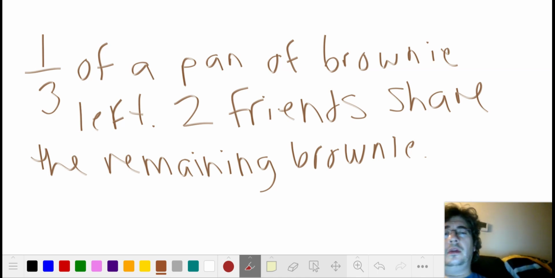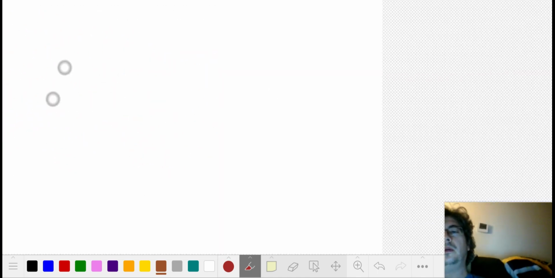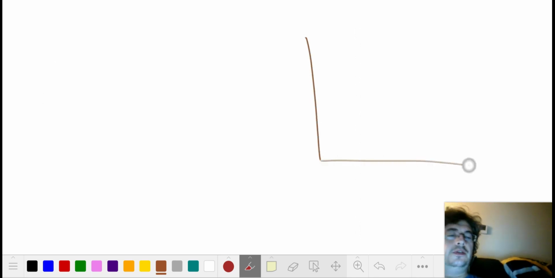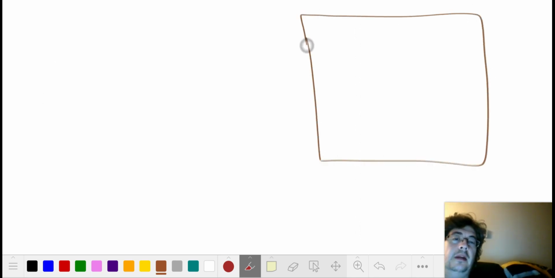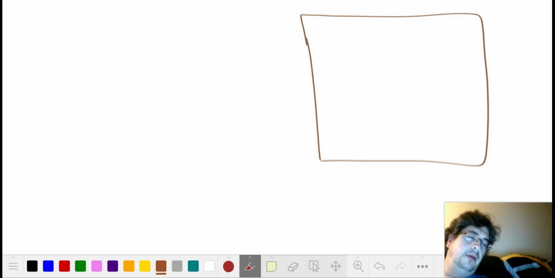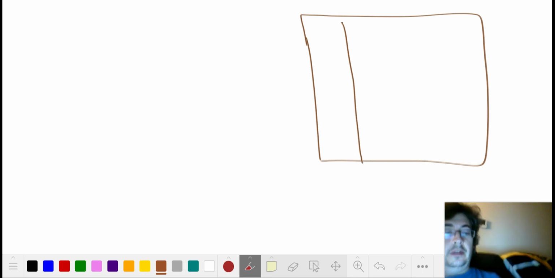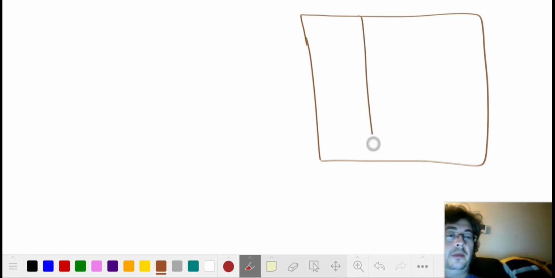So if you're like me, I usually leave the brownies in the pan. I usually don't cut them up and then put them nice and neat on a plate. I usually just leave a giant slab of brownie in a pan and eat of it as I will. So let's show, that's not going to do it. Let's show 1/3 of a brownie.